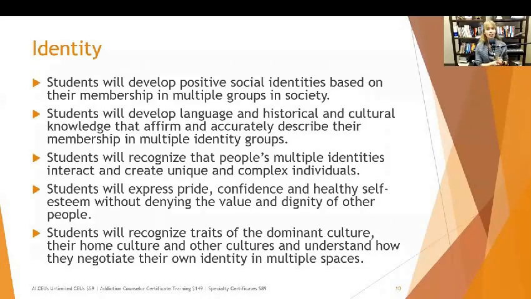But it's important to know what their familial background is and how that contributes to who they are, etc. Students will recognize that people's multiple identities interact and create unique and complex individuals. For example, I'm a mother and a business owner. Or a mother and an employee, it doesn't really matter.